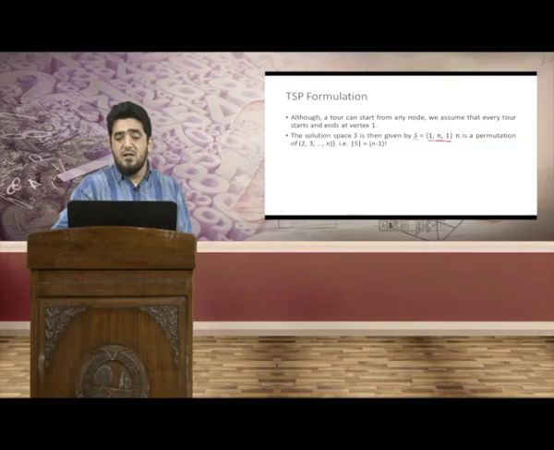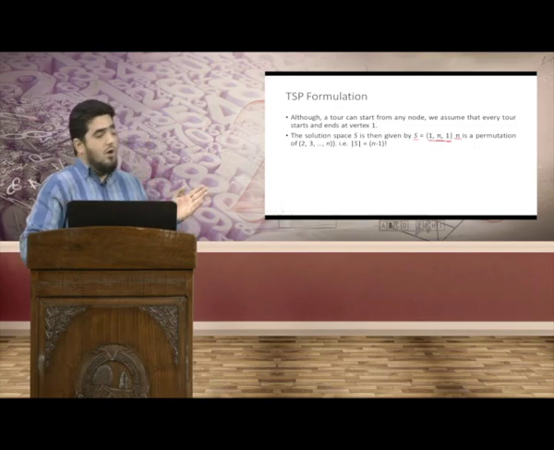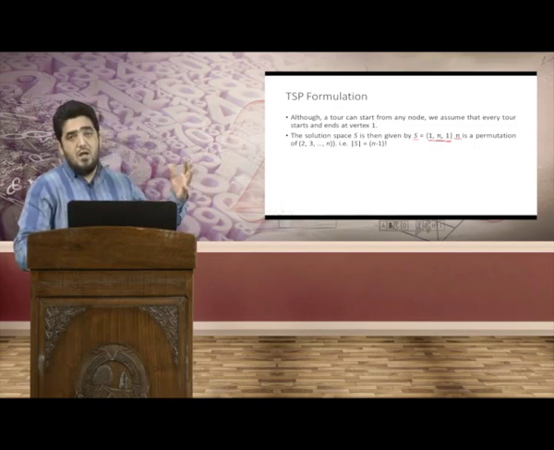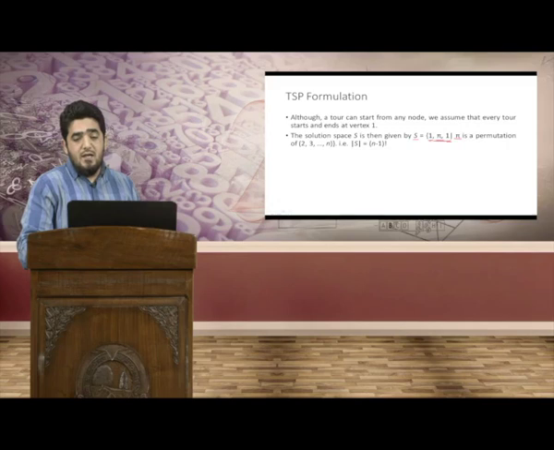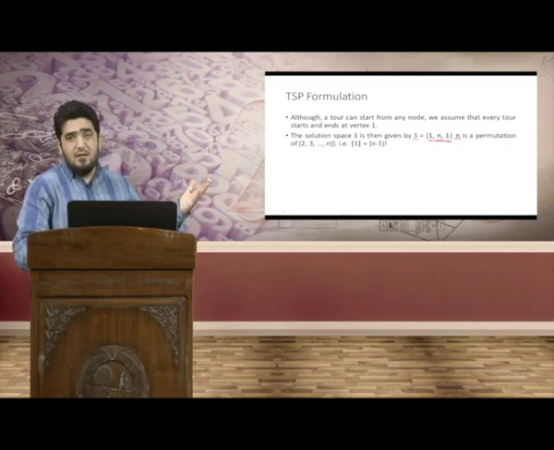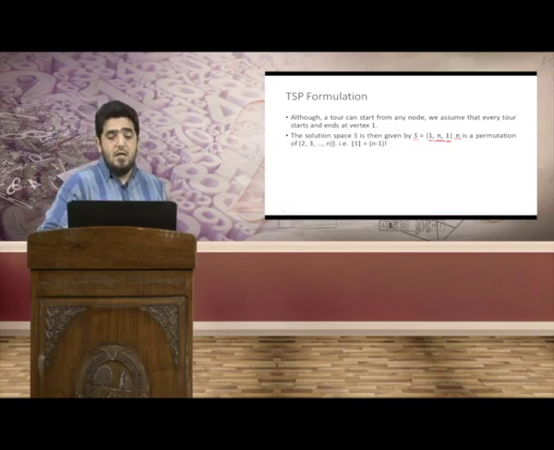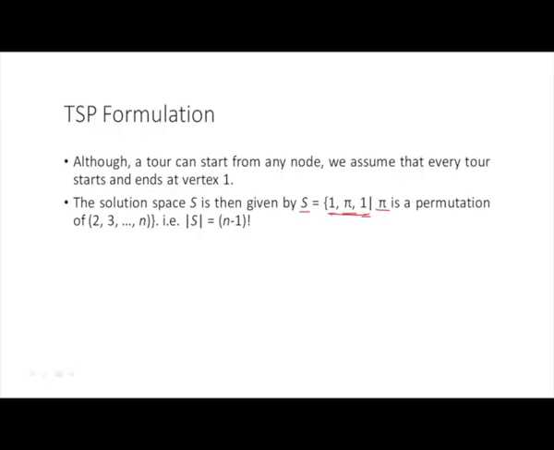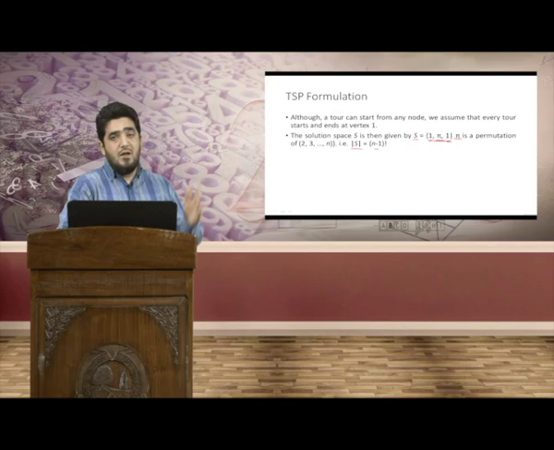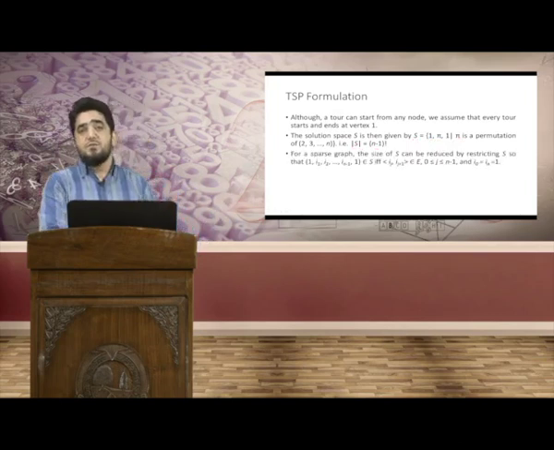So this pi here represents a permutation of 2, 3, 4 and so on up to n. So the starting vertex is 1, the ending vertex is 1, and in between there are permutations of each of these vertices 2, 3, 4 up to n. For a complete graph, it is obvious that the size of the solution space in that case would be (n minus 1) factorial. However, most of the time these graphs may be sparse, or there might not be edges from one particular node to another, or from one city to another. So we can further reduce the size of the solution space.